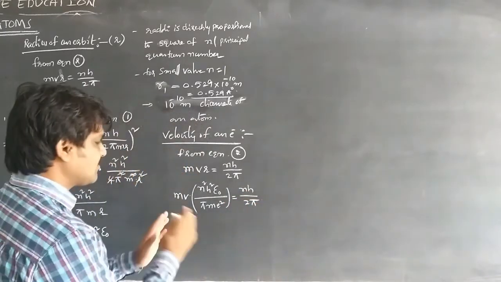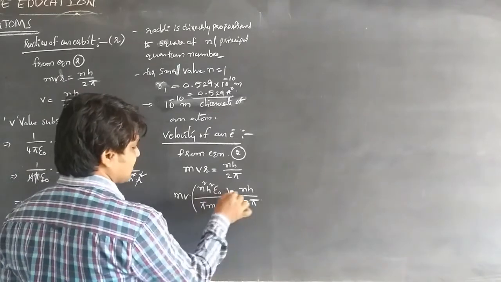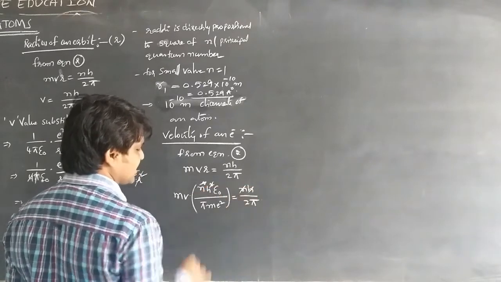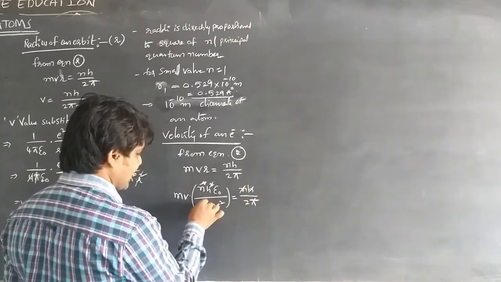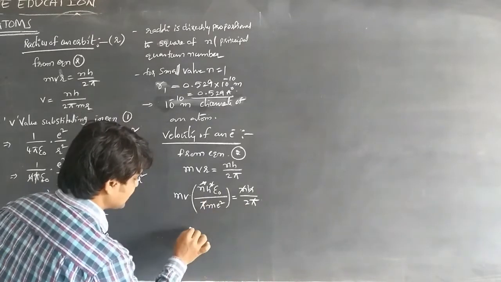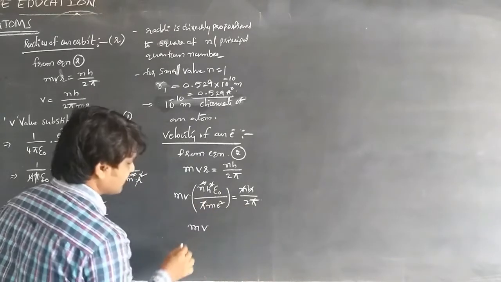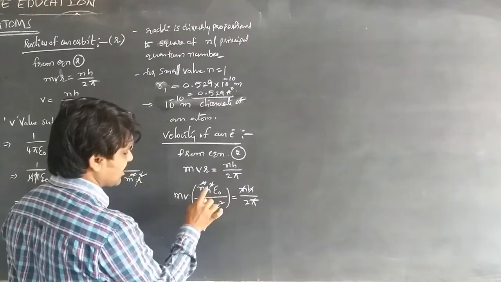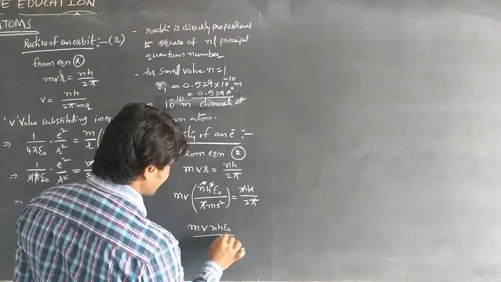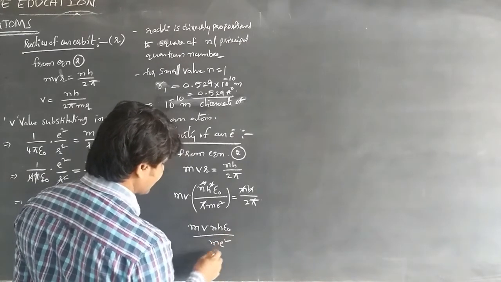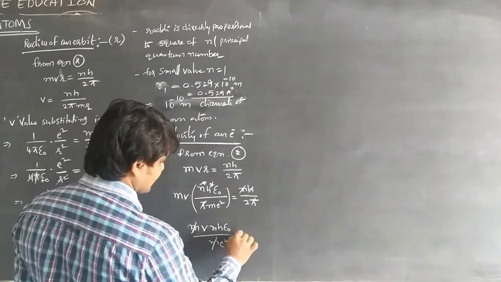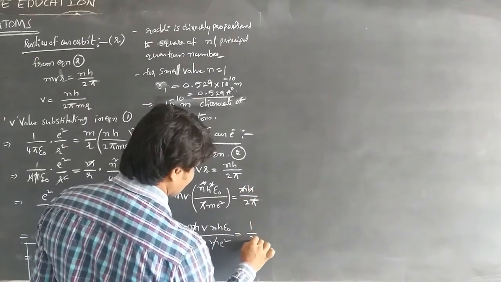Both sides have some of the same quantities. So one n gets cancelled, h gets cancelled, pi gets cancelled, and the m also gets cancelled. The remaining terms are v, n h epsilon naught by e square, and 1 by 2 on the other side.